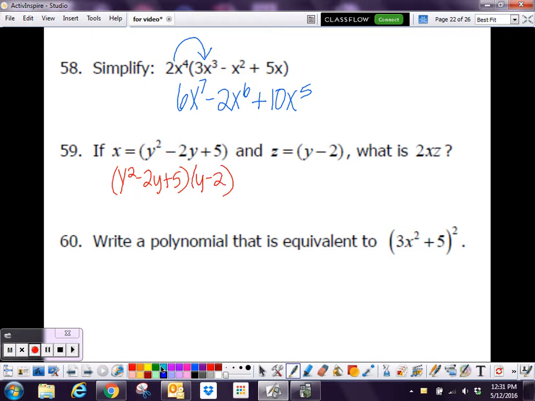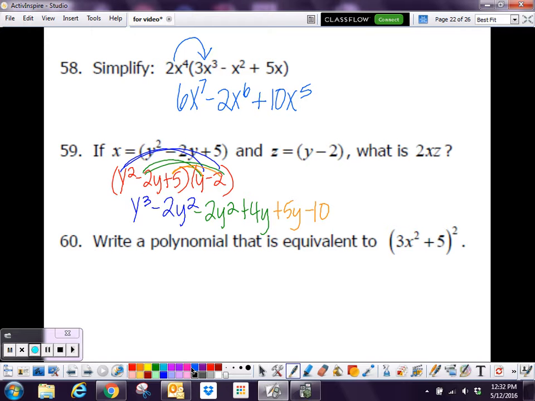I'll save the 2 for a little bit. Okay, so y squared times y, that's y cubed. Y squared times negative 2 is minus 2y squared. Now I have negative 2y times y, so that's minus 2y squared. Negative 2y times negative 2 is plus 4y. Now I have 5 times y is 5y, and 5 times negative 2 is minus 10.